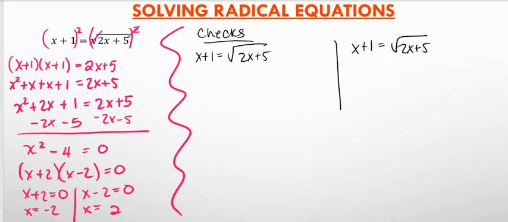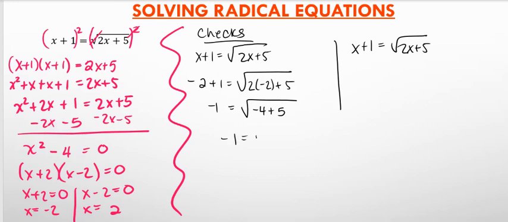I'm going to substitute here the negative 2. So I have negative 2 plus 1 equals the square root of 2 times negative 2 plus 5. And so this is negative 1 equals the square root of 1, right? Because this goes from negative 4 plus 5. So negative 1 equals the square root of 1. So negative 1 equals 1. And this is not true. So this is an extraneous solution.